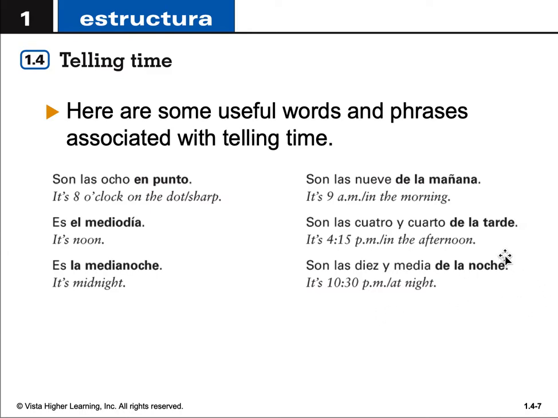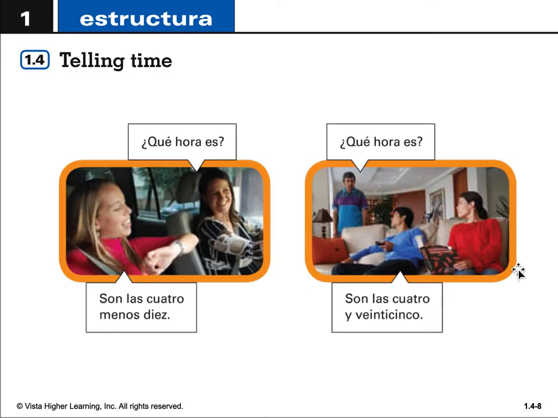It's 10:30 at night. Now, when does this switch? Because we are in a class, we need to know what's the cutoff so that we can practice these. And let's say that 6 p.m. is when the time changes from de la tarde to de la noche. So up to 6 p.m., we'll call that afternoon, de la tarde. And after 6 p.m., we'll use de la noche.